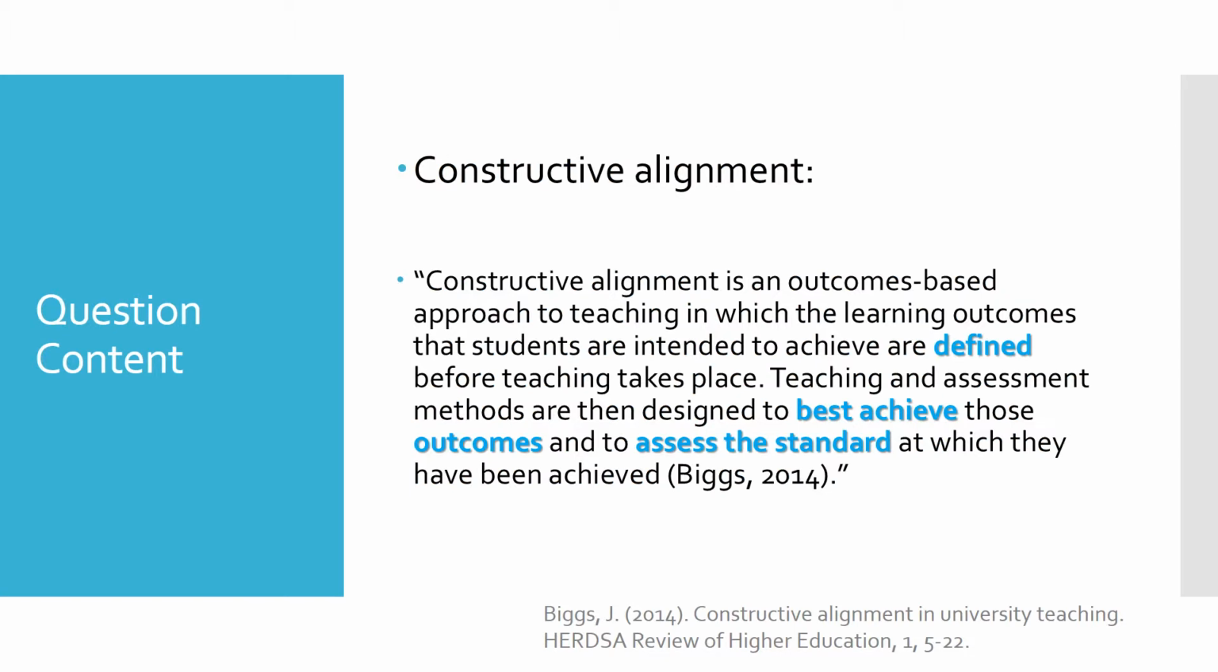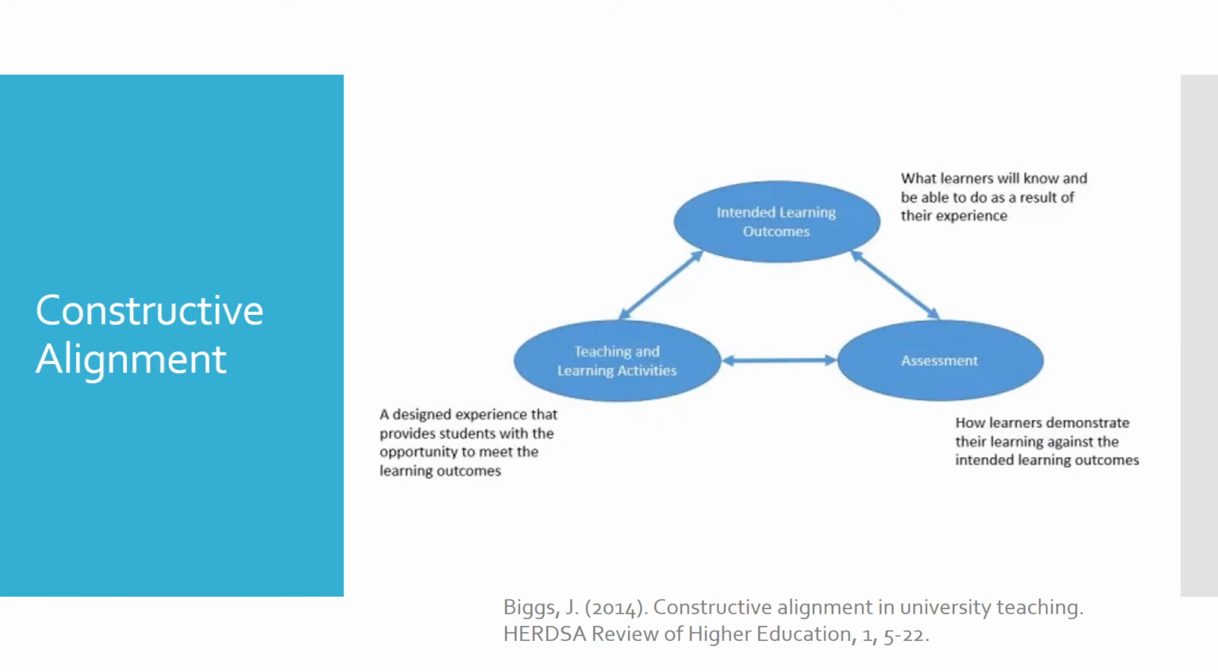So what is constructive alignment? Constructive alignment is a term that has been used for many years, and I really like this definition by Biggs in 2014, saying that constructive alignment is an outcomes-based approach to teaching in which the learning outcomes that the students are intended to achieve are defined before the teaching takes place. Teaching and assessment methods are then designed to best achieve those outcomes and then to assess the standard at which they have been achieved. How do we do that?